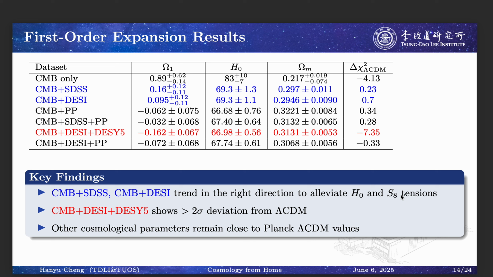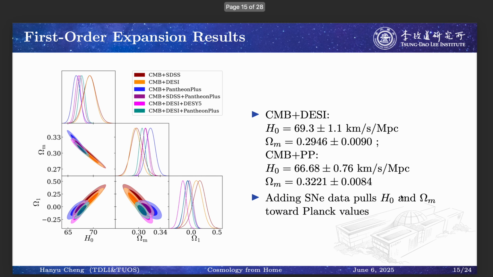If you see this red line, CMB plus DESI plus DESI5 gives the strongest constraint on the parameters, and it gives the best, or strongest, preference for the DDE in this case. The delta chi-square is -7, and it shows more than 2 sigma deviation from lambda CDM. And if you see this plot, it tells you the same thing. CMB plus BAO is in the right direction to solve the tension, but if you add supernovae data, it puts the H0 and omega m values back towards the Planck values.